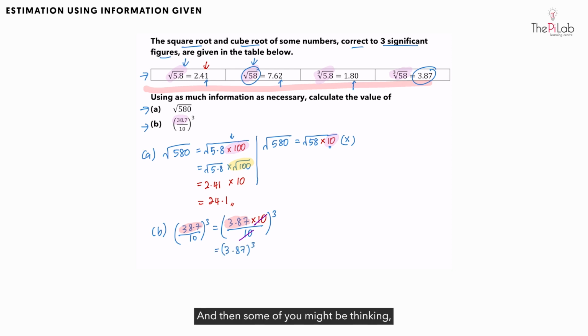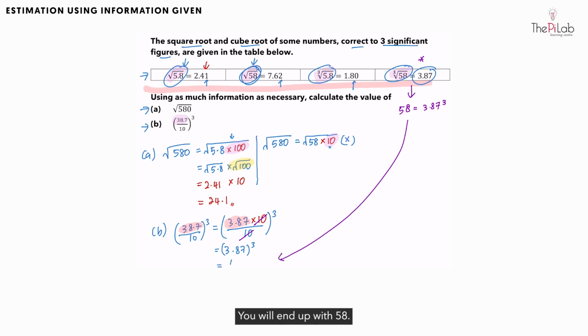And then some of you might be thinking, but teacher, I don't know what 3.87 cubed is. The question never told me. The question only tells us about what? Square roots and cube roots. Okay, don't have to worry because we know that we are using this final part. We're going to get 58 equals 3.87 cubed. So bring down this information over here. You will end up with 58.